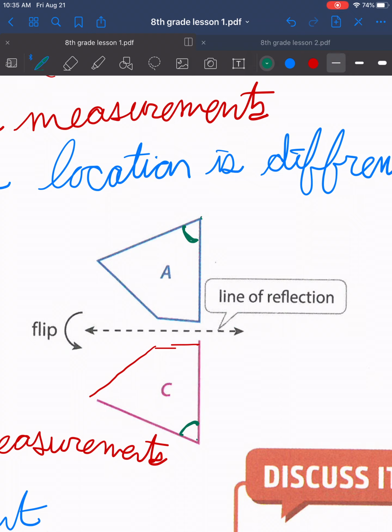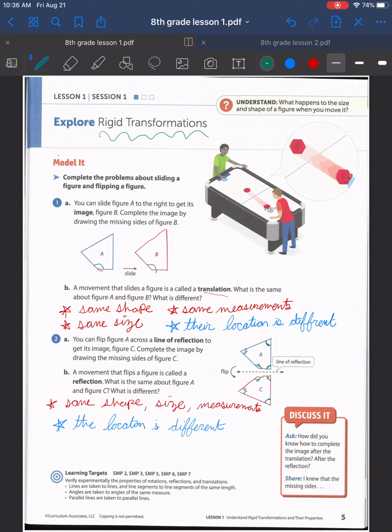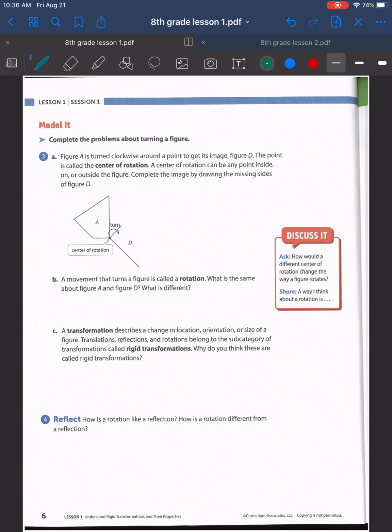This angle and this angle are corresponding, okay? This angle and this angle are corresponding. This angle and this angle are corresponding, and then this guy and this guy are corresponding. Gotta remember that they get flipped, okay? Gotta have like an artistic view of it. All right, let's go on.